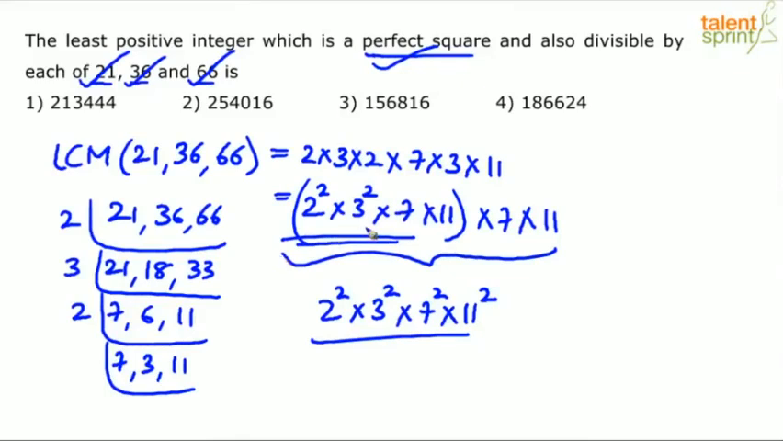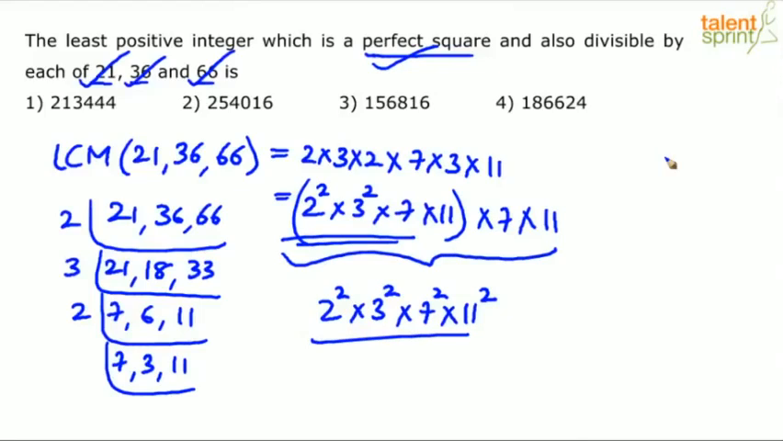See, when we know that x is divisible by 21, 36 and 66, any multiple of x is also divisible by 21, 36 and 66. It is like this: 24 is divisible by 4, so any multiple of 24 will also be divisible by 4. 24 into 10, 240, divisible by 4. 24 into 12, 288, divisible by 4.